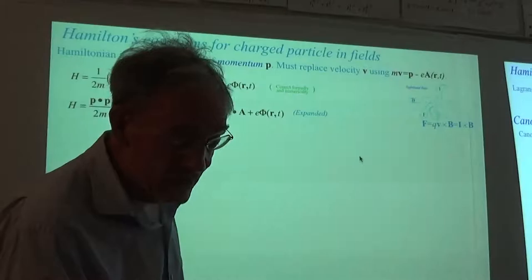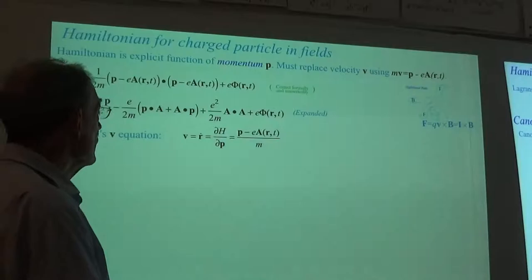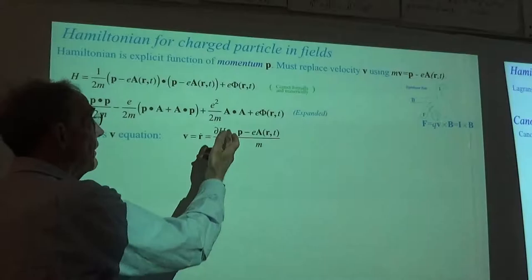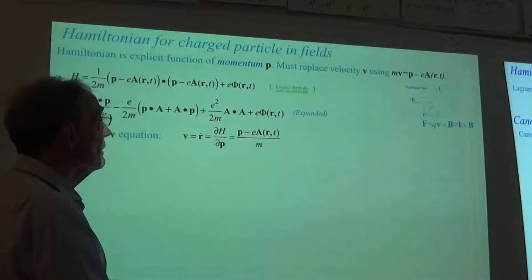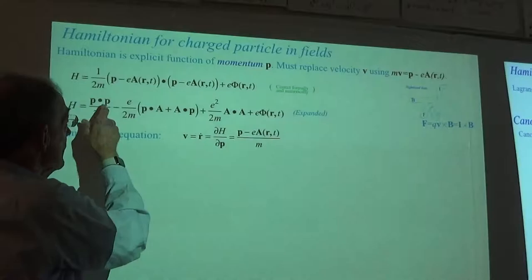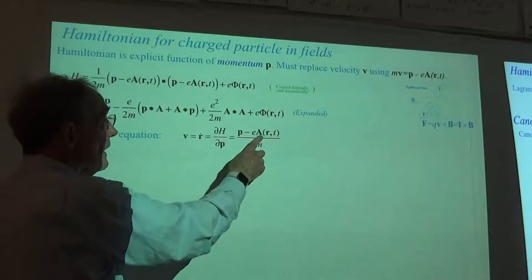Okay, so here is Hamilton's velocity equation. It's R dot is partial H with respect to P. This is the one that doesn't have the minus sign. And when I take a partial derivative of this thing with respect to P, well, this thing gives me a P over M. This thing right here, the two cancels, and I get an A over M.